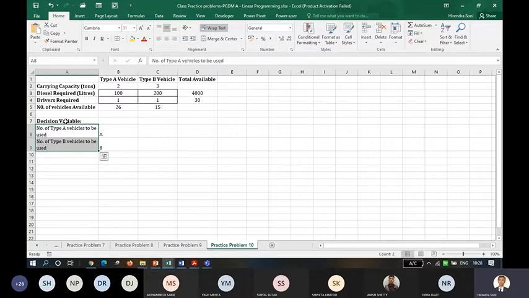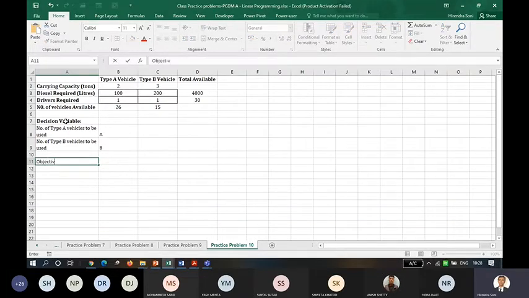Correct ना? उसके बाद में next thing is my objective function. What Suyog said. Objective is to maximize coal transfer. So how much would be my coal transfer? Coal transfer would be 2 into A plus 3 into B. Correct? So that means I can write it as Z equals to 2 into A plus 3 into B. Perfect यहाँ तक? Yes, sir. Okay.